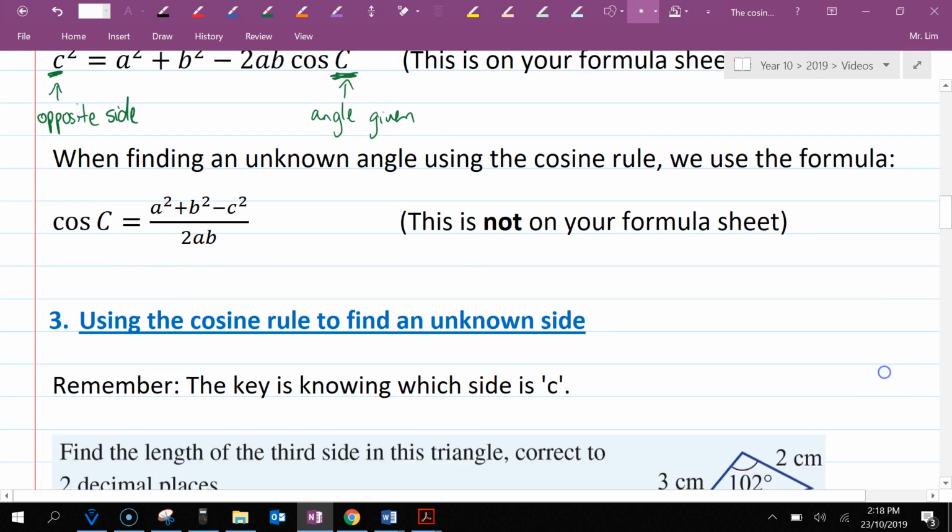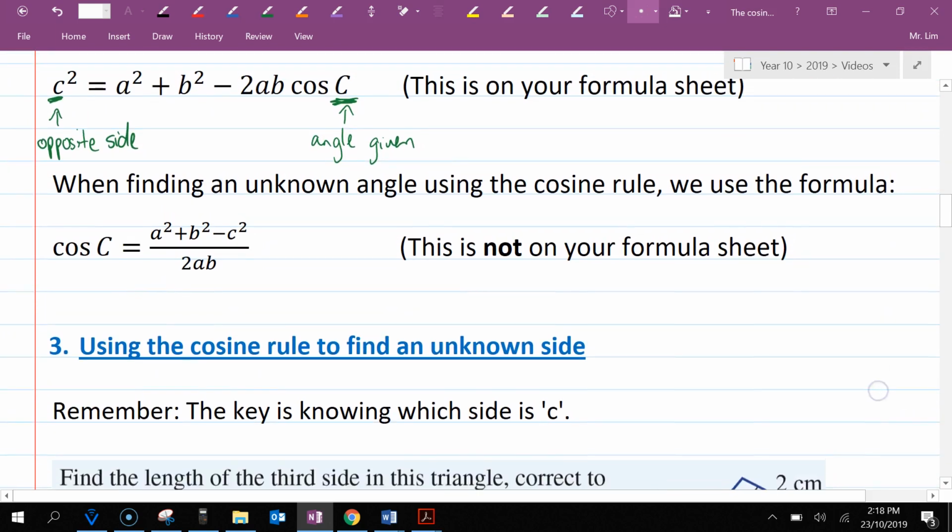When finding an unknown angle using the cosine rule, we use the formula cos of capital C is equal to a squared plus b squared minus c squared all over 2ab. It's important to remember that this lowercase c is the side opposite the angle you are finding. So this is the angle we're finding. Lowercase c is the side opposite that. It doesn't matter what a and b are.